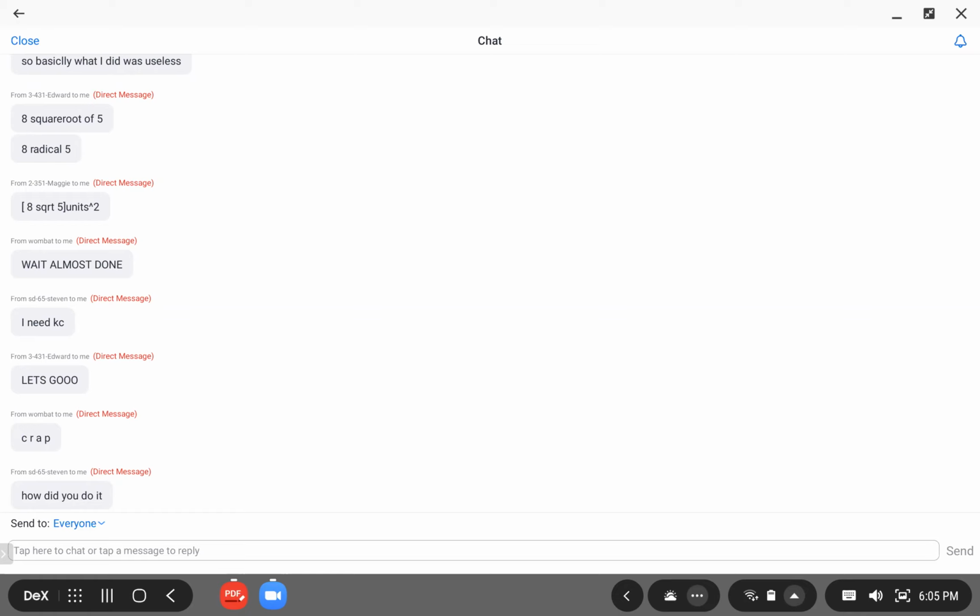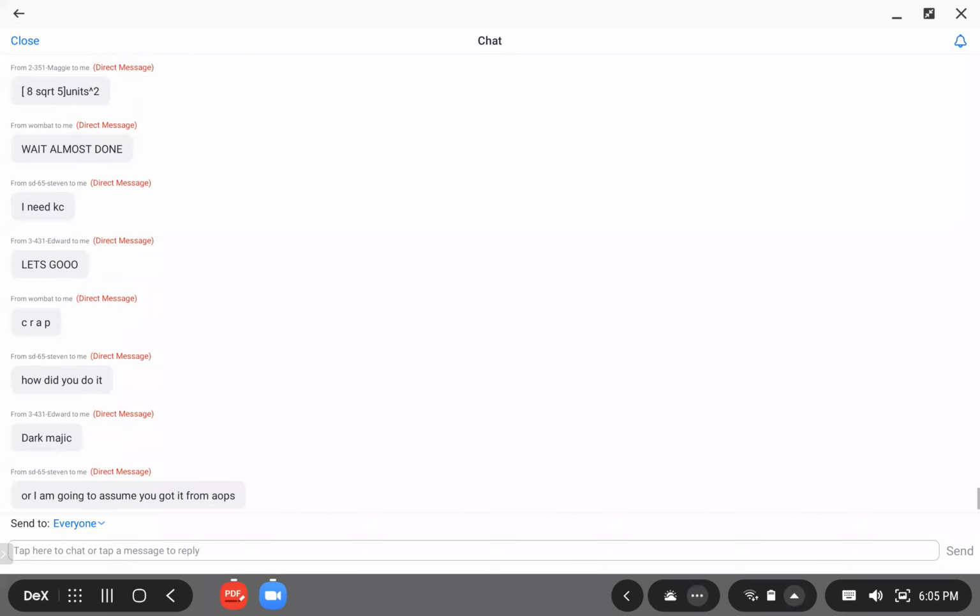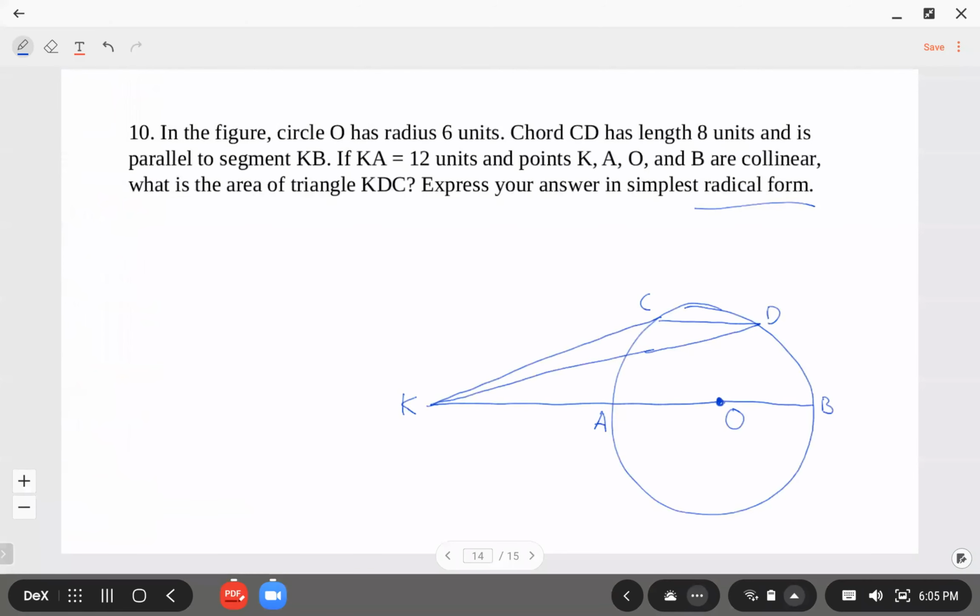And Maggie got it correct as well. What the heck? Well, it's not that hard though. Wow, Edward won, and Maggie almost. Actually, Maggie got it correct as well. So, AOPS. What is AOPS? Wow. Good job, Edward. Good job.